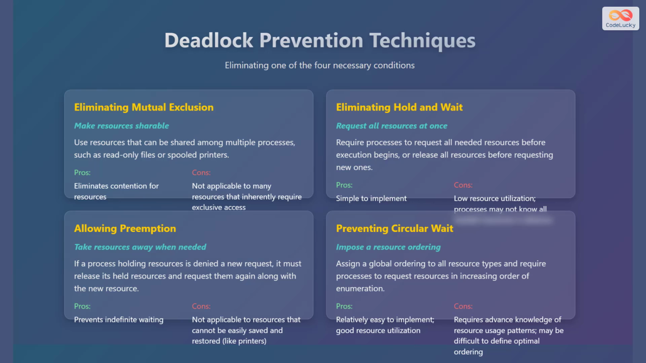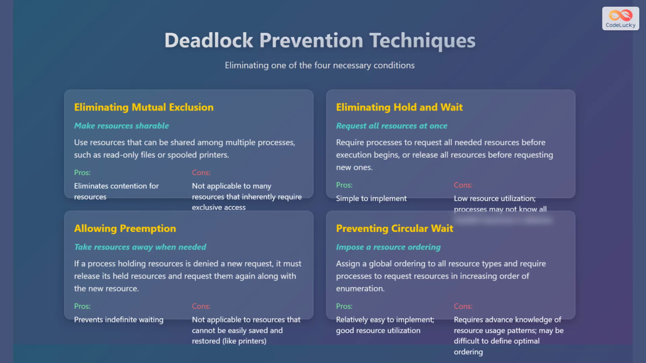First technique is eliminating mutual exclusion by making resources shareable. Use resources that can be shared among multiple processes, such as read-only files or spooled printers. The pro of this method is it eliminates contention for resources. The con is it is not applicable to many resources that inherently require exclusive access.